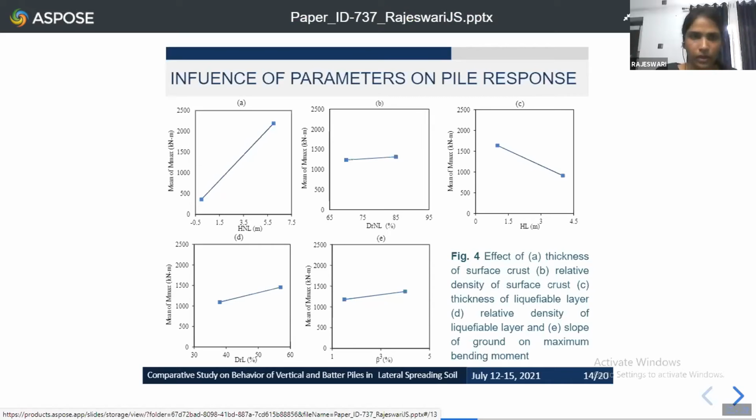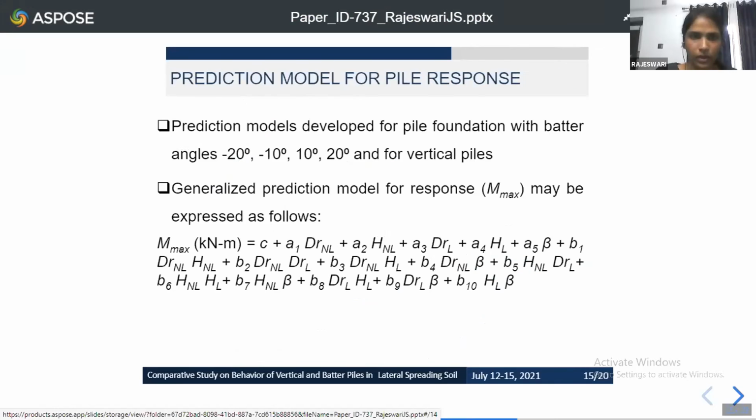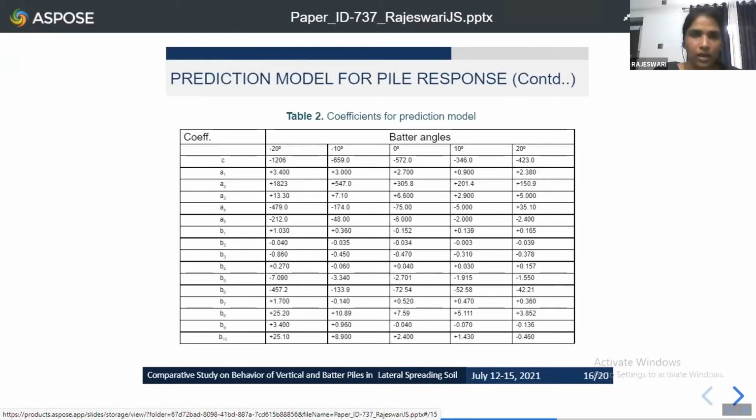Based on the analysis conducted using the factorial design method, we developed the prediction models using multiple regression analysis, and then we came up with this equation, which is the model for maximum bending moment of a pile in a laterally spreading soil. This table shows the coefficients for piles of different batter angles. These coefficients were estimated using the method of least squares.